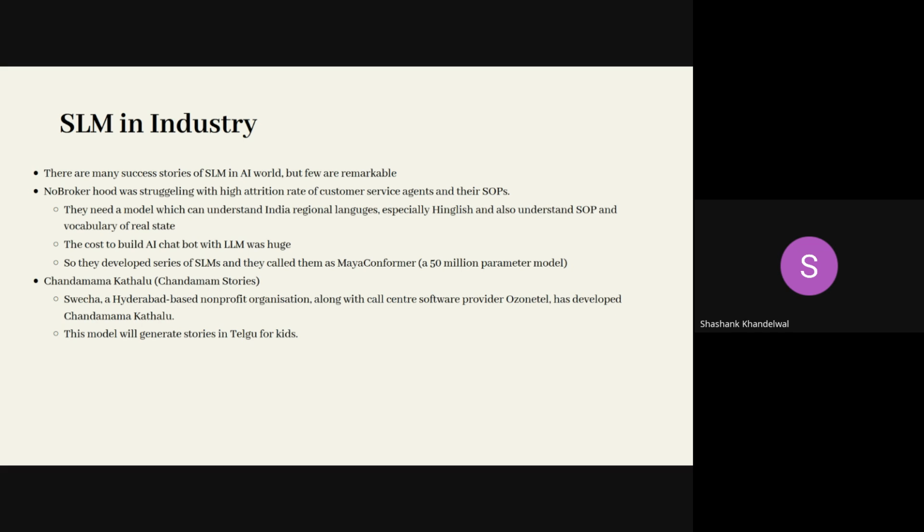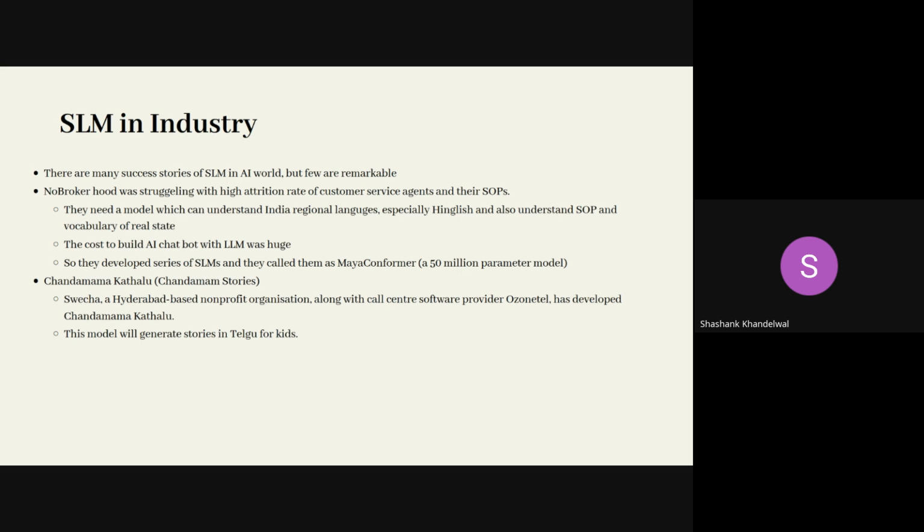Yeah, sure. So there are a lot of people using SLMs in industry, and even the Indian government has built some models. Every industry is actually trying to work with SLMs. But I want to depict two use cases that I liked a lot. So this is the NoBroker case.